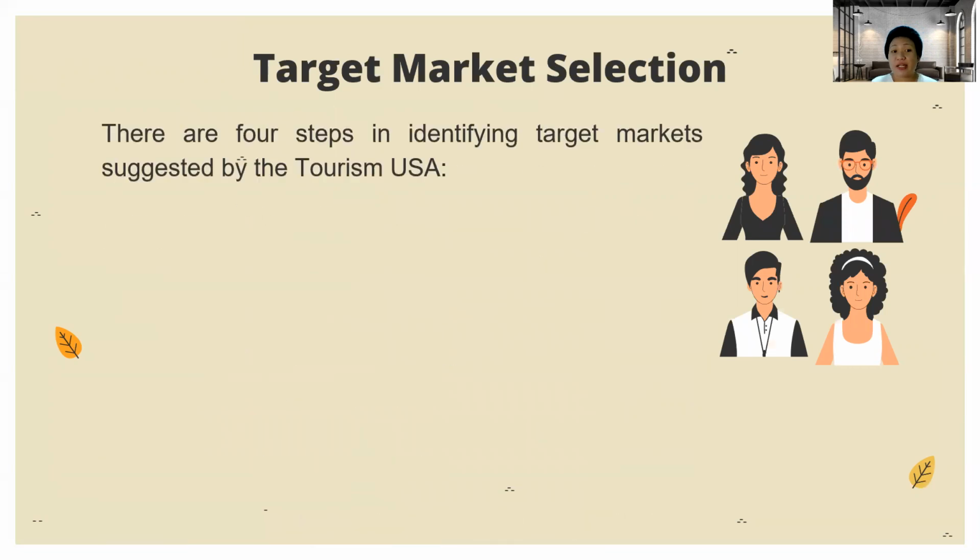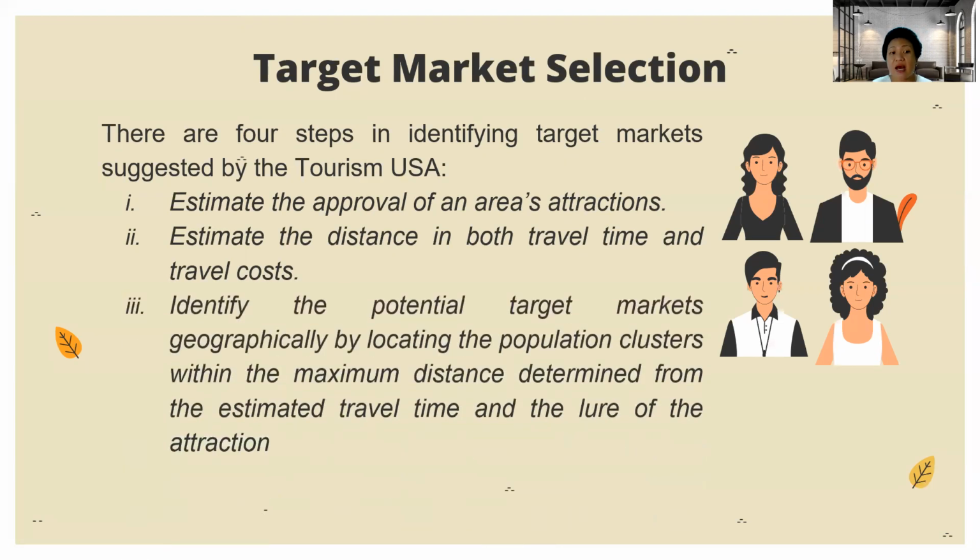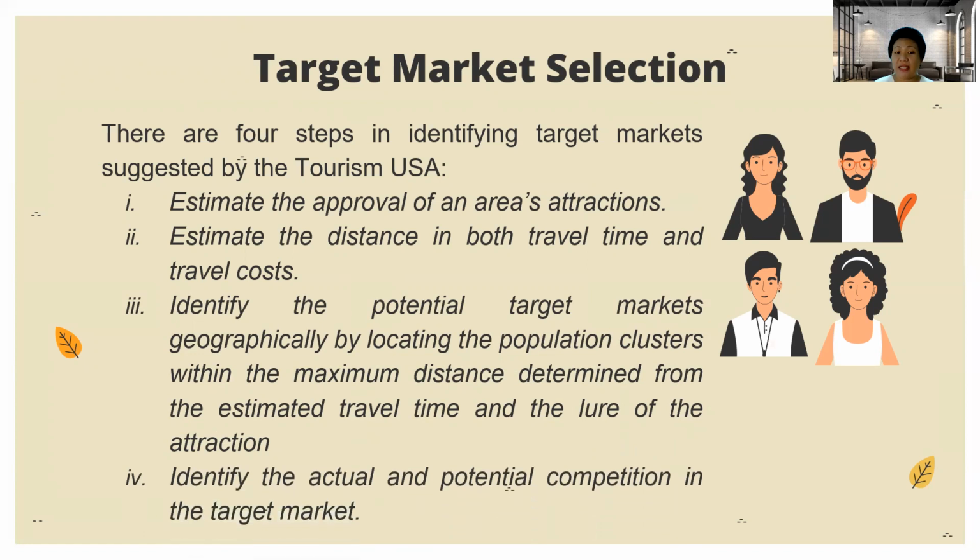Next is target market selection. So there are 4 steps in identifying target markets suggested by the Tourism USA. So first is estimate the appeal of an area's attractions, estimate the distance in both travel time and travel costs, identify the potential target markets geographically by locating the population clusters within the maximum distance determined from the estimated travel time and the lure of the attraction, and lastly is identify the actual and potential competition in the target market.